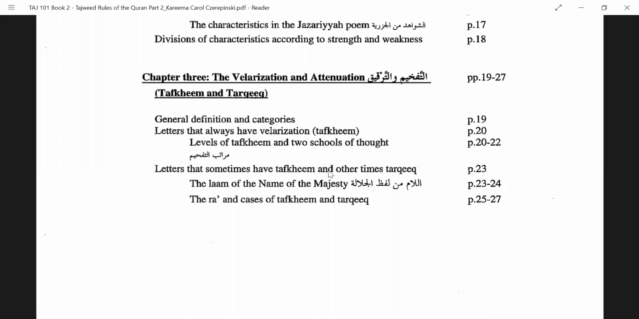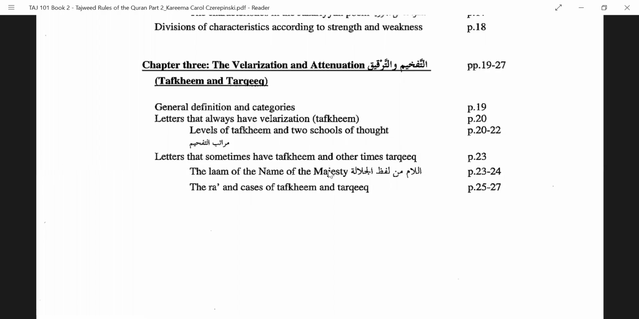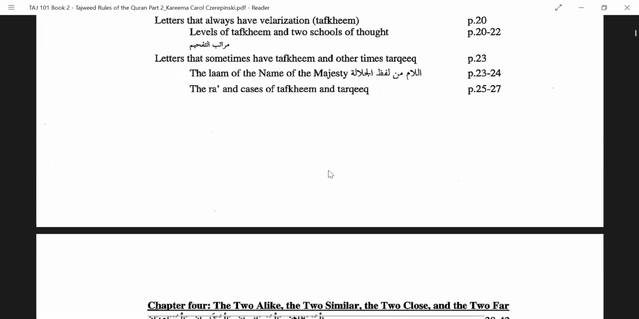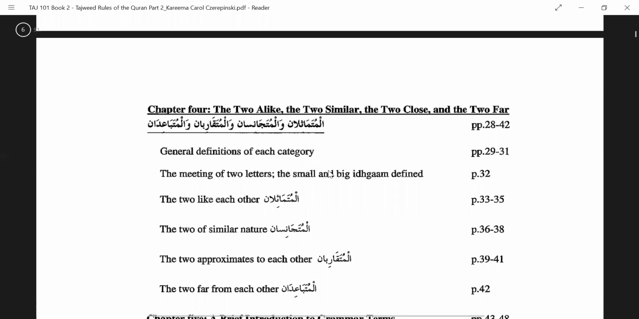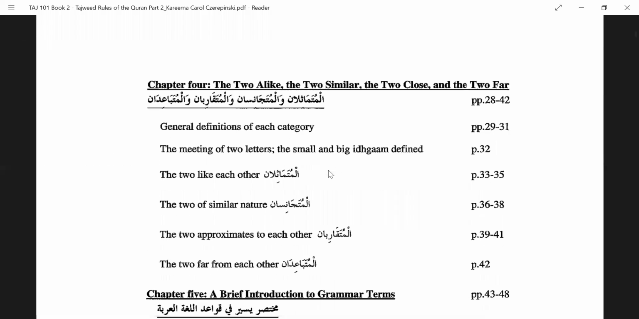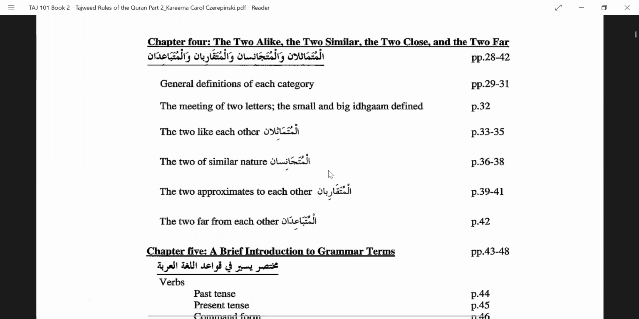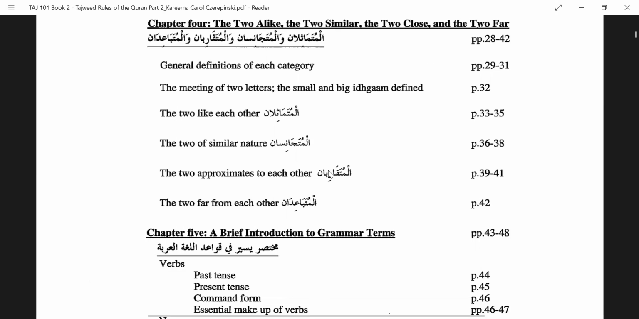Then chapter 3 is valorization and attenuation, which is tafkhim and tarqiq. It is more commonly known as heaviness and lightness. This is also covered in the Sifat, but there are more details covered specifically here. Then chapter 4 is the two alike, two similar, two close, and two far, known as mutamathilani, mutajanisan, mutaqaribani and mutaba'idan.